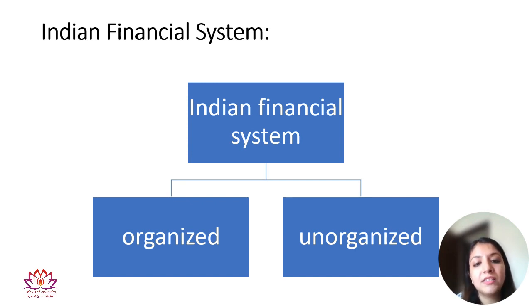The unorganized financial system includes individual money lenders, associations of persons, local brokers and non-banking financial intermediaries. Non-banking financial intermediaries are basically the firms or institutions which provide loans or perform the functions of a bank, but they don't have a banking license or are not officially permitted to operate as a bank. So this is how the Indian financial system is divided into two categories.